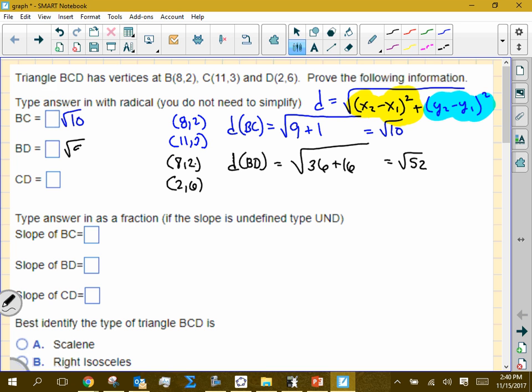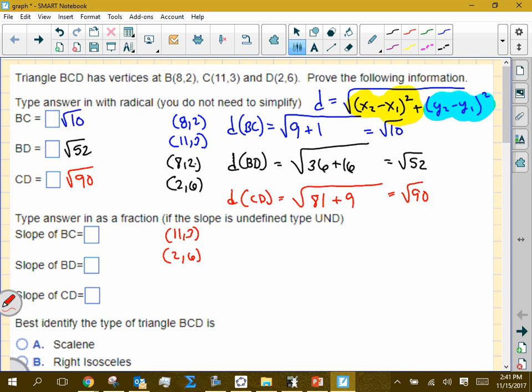Over here, radical 52. And now my last part is to find the distance of C to D. And the distance between C to D is now looking at what? C is (11, 3), and D is (2, 6). So subtract those two numbers. Gives me 9. Square that, gives you 81, right? Then add to that these two numbers subtracted gives you 3. Square that, you get 9. So I get radical 90.